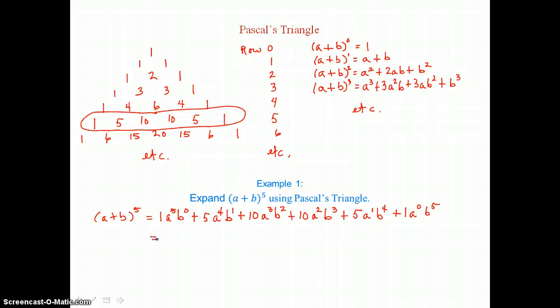Okay, now I'm going to simplify each term. The first term has a factor of 1, and b to the 0 power is another factor of 1, so it just simplifies to a to the 5th power. The next term we can write as 5a to the 4th b. And the next term will stay 10a cubed b squared. The next term, 10a squared b cubed. And then the next term can be written as 5ab to the 4th power. And the last term simplifies to b to the 5th power. So there's the expansion of a plus b to the 5th power using Pascal's triangle.